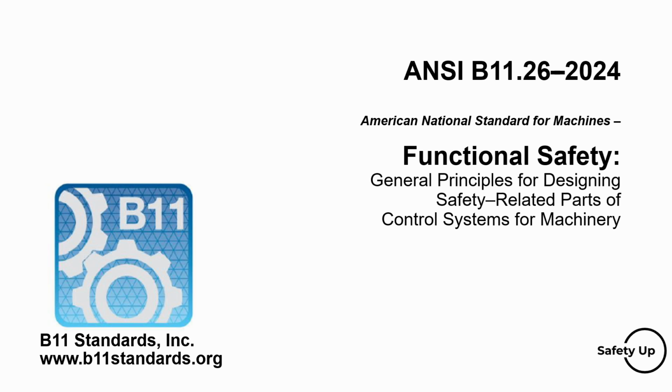Overall, B11.26 2024 is a detailed guide for designing and implementing safety-related control systems in machinery. It ensures that risks are reduced to an acceptable level through proper design, installation, maintenance, and monitoring of safety devices and systems.